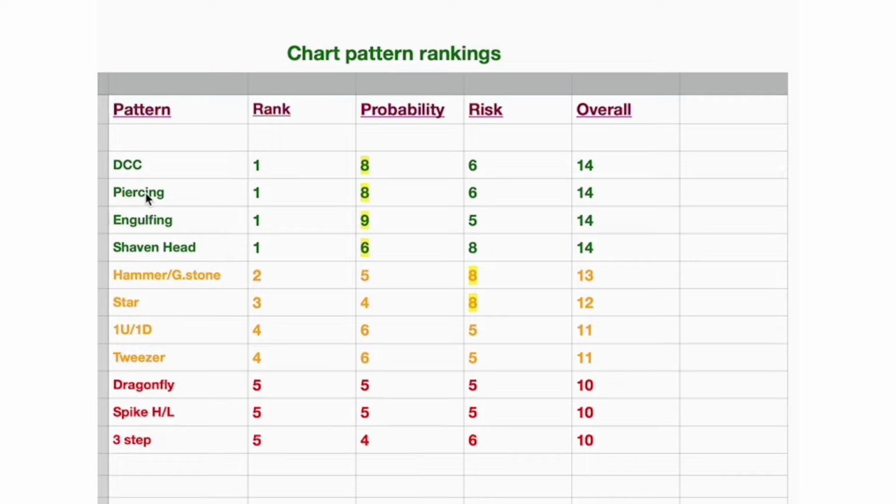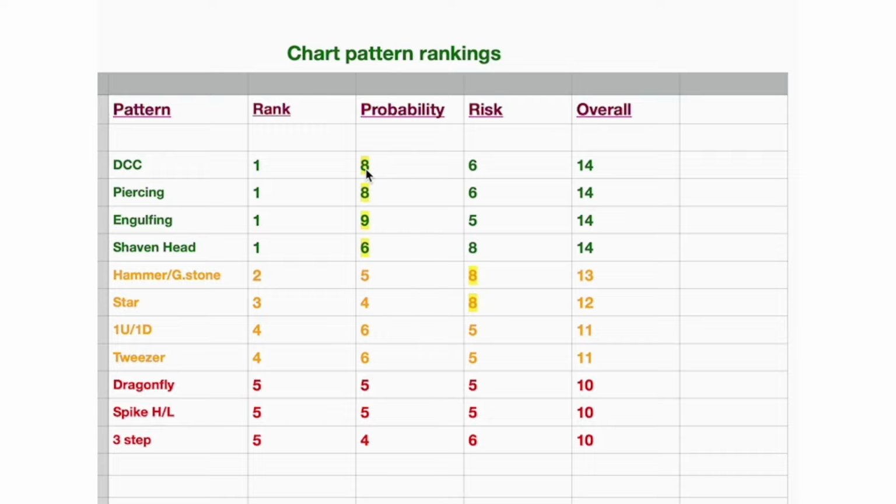You're going to have to go back and have a look at the beginning of this video to remember what they are, unless you've written them down somewhere. Dark cloud cover, I've given it a ranking of 1. The probability of winning, I've given a ranking of 8. The risk, I've given a 6. When I say probability, I mean 10 means great, 1 means bad in these two columns.